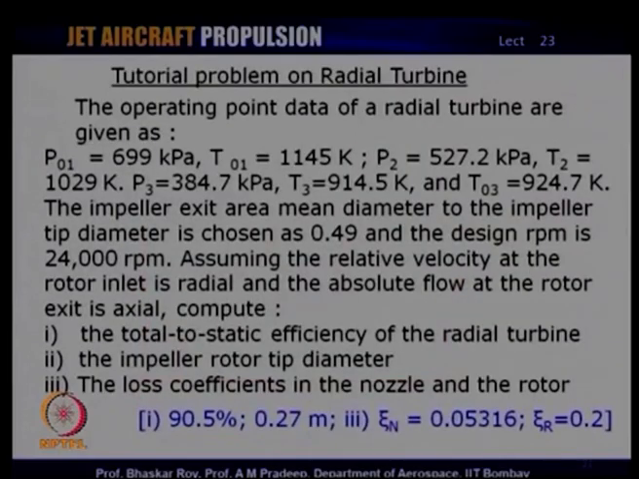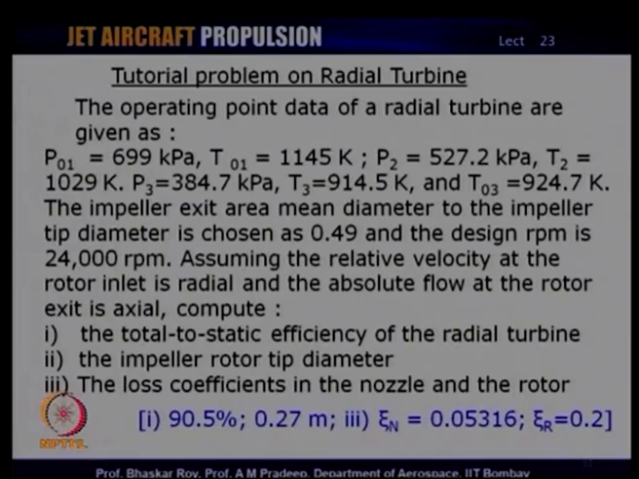I leave you with a tutorial problem which you can solve on your own. The radial turbine problem prescribed here is that the operating point data are given to you. P01 is 699 kilopascals, T01 equal to 1145 K. The prescribed nozzle exit pressure is 527.2 kilopascals, and the nozzle exit temperature is 1029 K. The stage exit static pressure is given as 384.7 kilopascals, and static temperature there is 914.5 K.